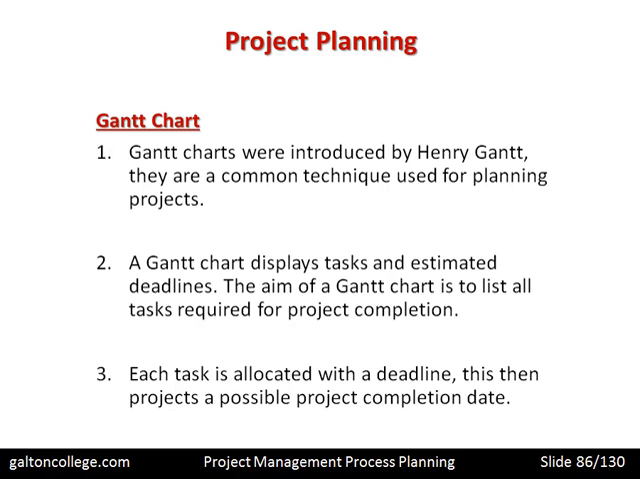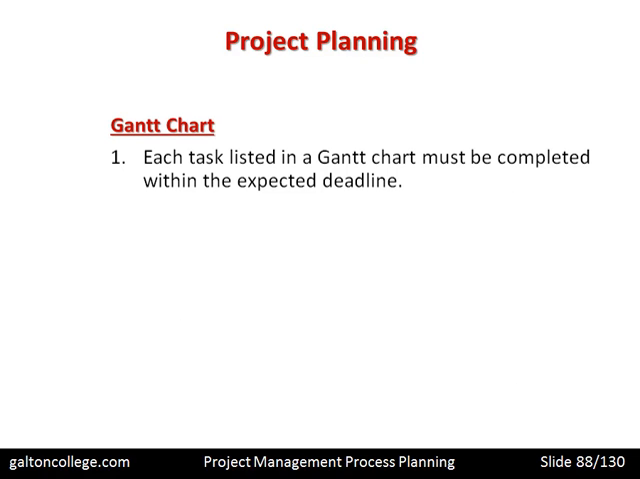So each small task has a deadline. It has a start and an end date. It fits in with the task that's coming up. It's contributing towards the overall project. All of them are doing that, so all of them are heading towards the completion of the project. Each task listed in a Gantt chart must be completed within the expected deadline. So it's important that each task is achieved within that deadline.